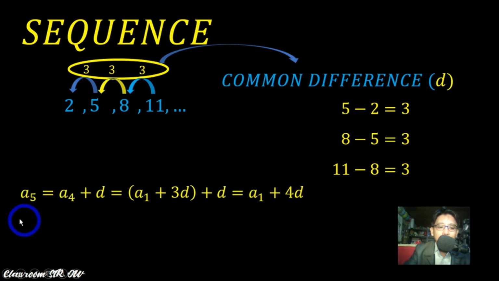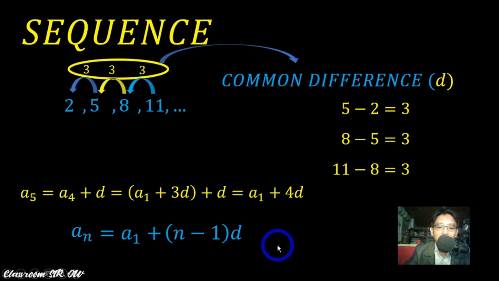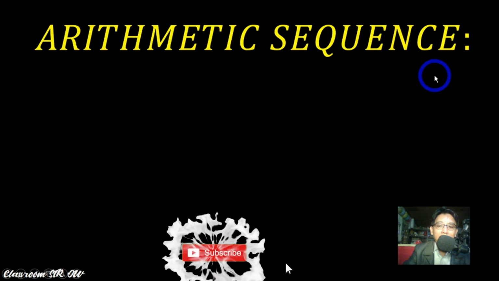Now if you notice, let us base it on the last one, a sub 5, equivalent to a sub 1 plus 4d. If we are looking for the nth term, that is equivalent to a sub 1 plus, as with a sub 5 where we used 5 minus 1, n minus 1 multiplied by d. This one is what we call the formula for the arithmetic sequence.